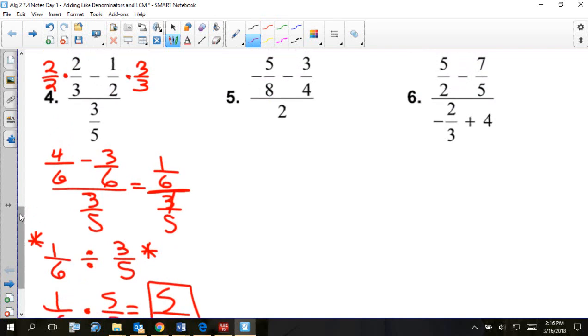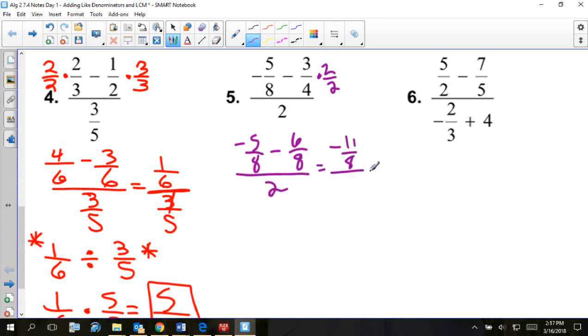So the next one, same thing. We've got negative 5/8 and 3/4. So what denominator do 4 and 8 both divide into? Any multiple of 4 or 8? 8. So I will multiply this one by 2/2. Negative 5/8 minus 6/8. We get negative 11/8 over 2.